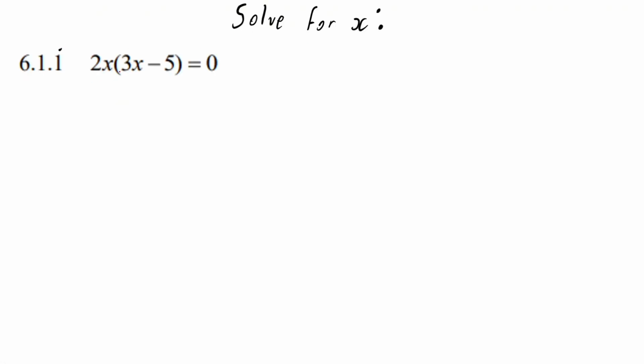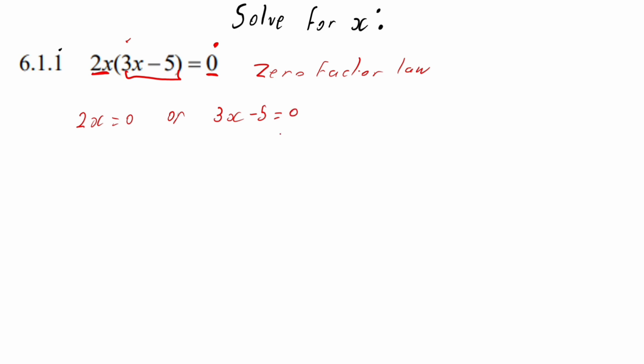So let's start with solve for x. We have 2x into 3x minus 5 is equals to 0. So when you have a 0 over here, you don't even need to expand this bracket. Brackets are good. Whenever you have a 0, you have to apply something called the zero factor law, where you take this separately and make it equal to 0. So you're going to say 2x is equals to 0, or then you take whatever that is in this bracket and make it equal to 0.